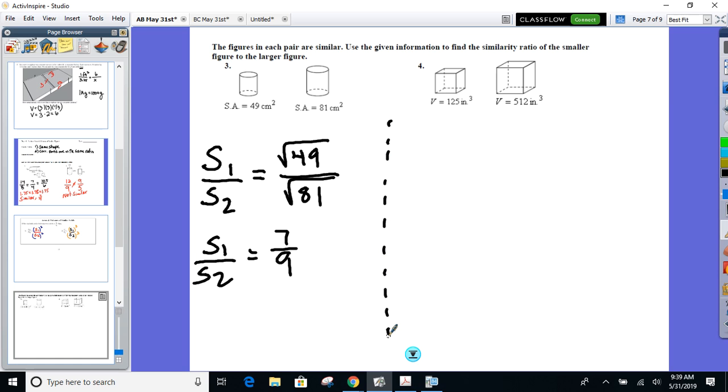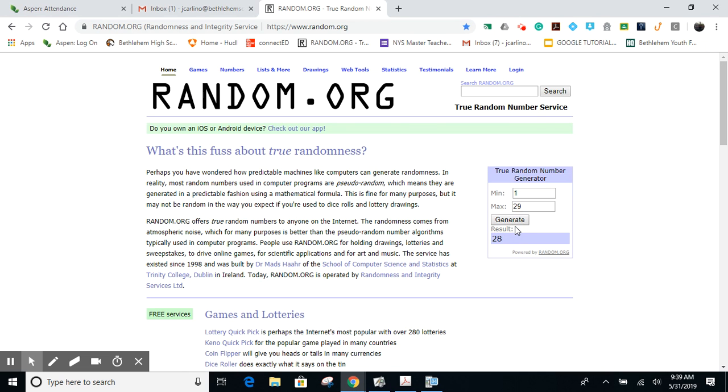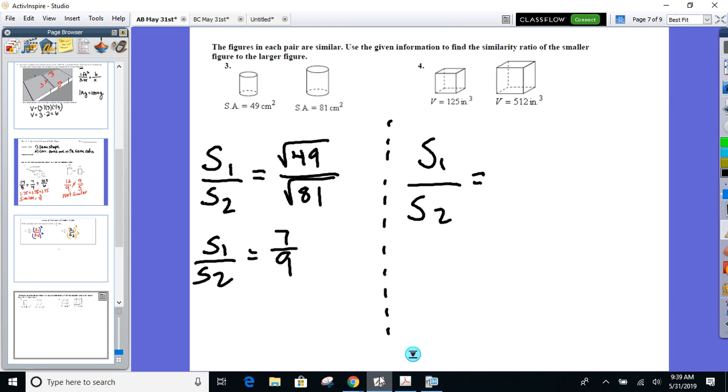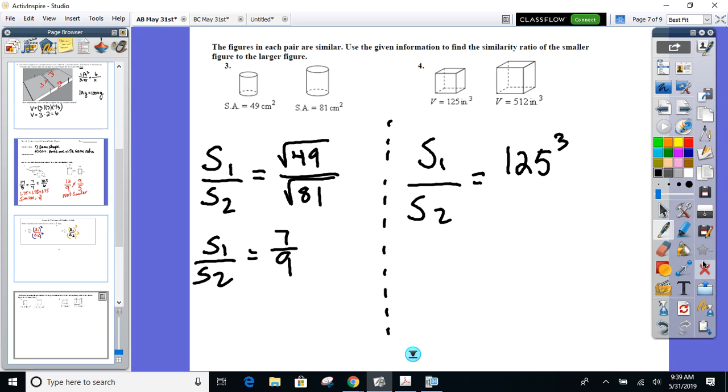Okay, what if you're given volume, though? Volume, and I need to know the side ratio now. We have done this in this unit. What do you think I'm going to end up doing here? What do you think I have to do to the volumes here? Cube, not cube it. Cubing it would be this, right? Cube root it. Yep.